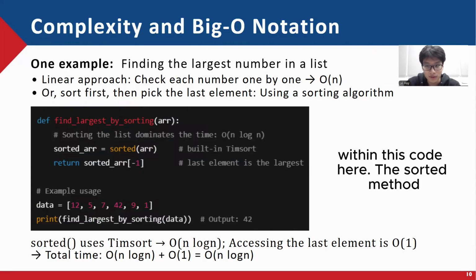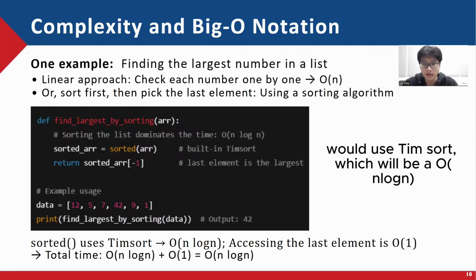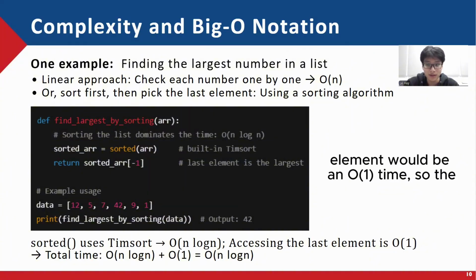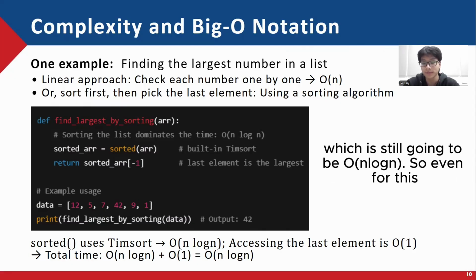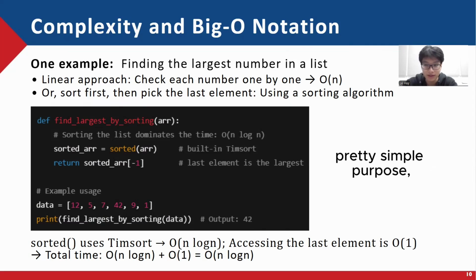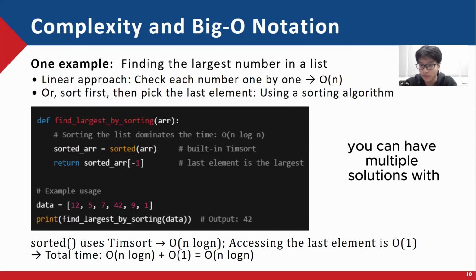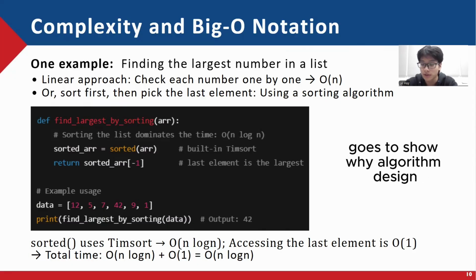So as you can see within this code here, the sorted method would use Timsort, which will be O(n log n) time complexity, and accessing the last element would be O(1) time complexity. So the total time would be O(n log n) plus O(1), which is still going to be O(n log n). So even for this very simple problem, you can have multiple solutions with different efficiency, and that really goes to show why algorithm design matters.